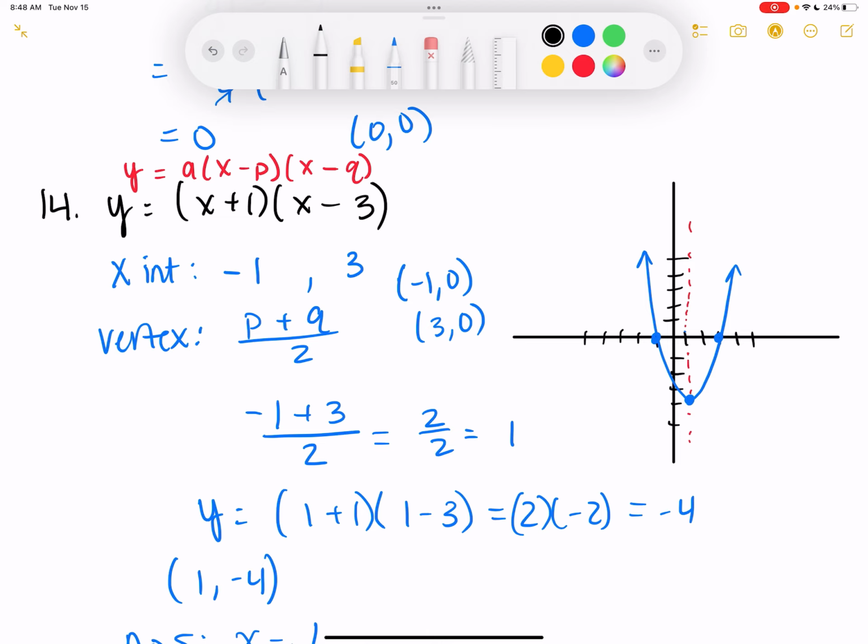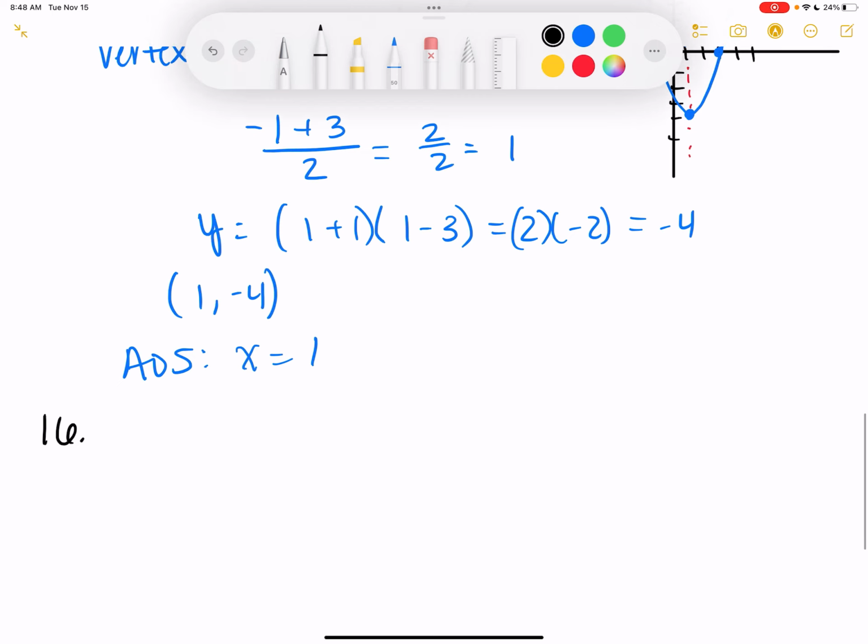So, let's see, 16. y equals 2 times (x minus 5) times (x minus 1).